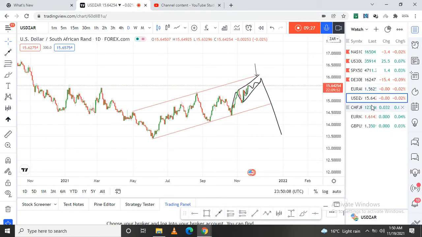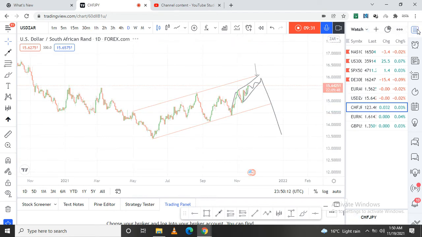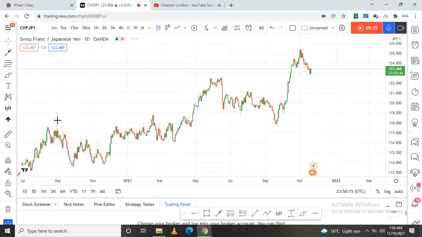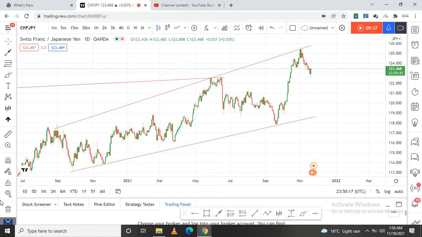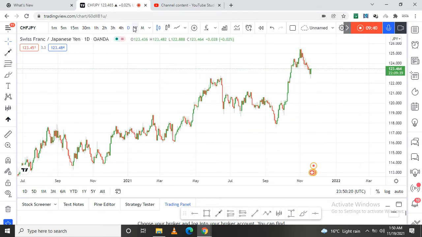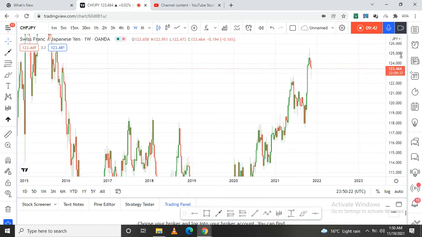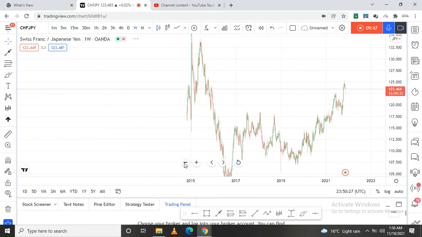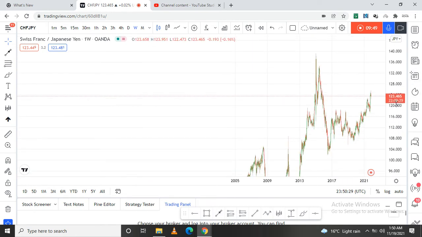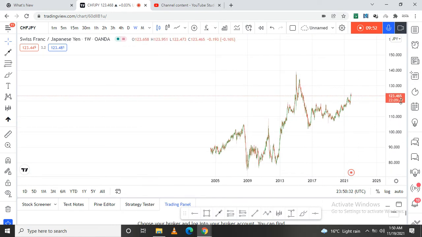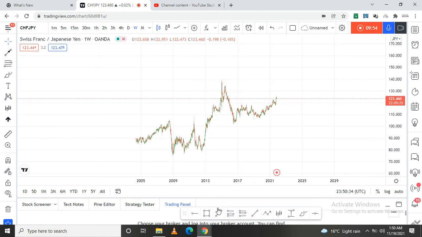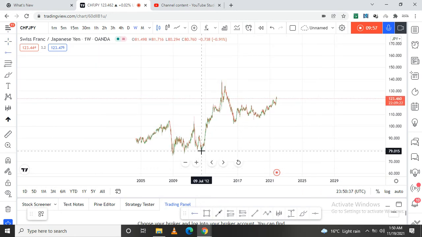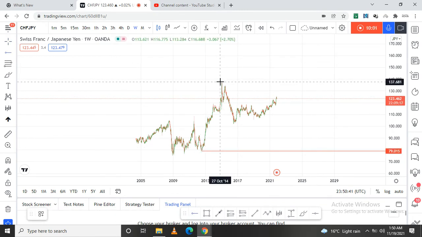Let us check the next pair, which is your CHFJPY. Then if you remove everything, then you go to the weekly chart. And then if you start by zooming out everything, so our lowest point of the structure is this one, and then our highest point is here.